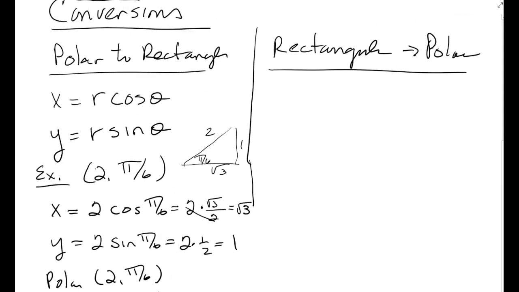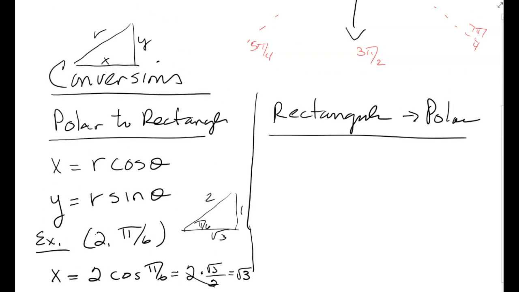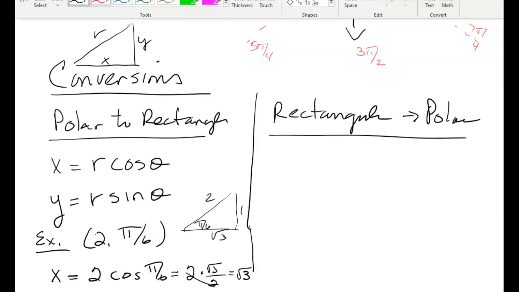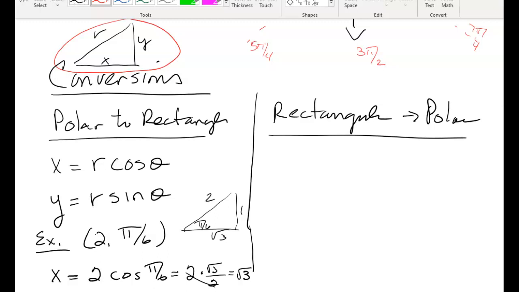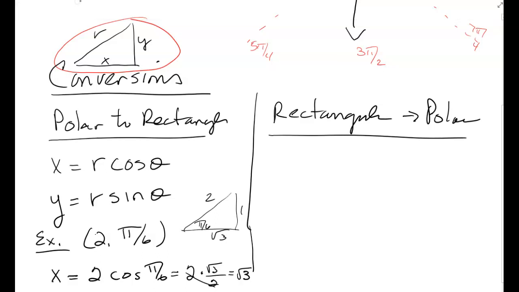To go in the other direction, well, now I need to figure out what r and theta are equal to, because I have to start with the rectangular. Well, look back up at this triangle up here. There's a real classic representation for r, one you are very familiar with. Do you see it? Yep, r squared equals x squared plus y squared. So what does r equal? Square root of x squared plus y squared.